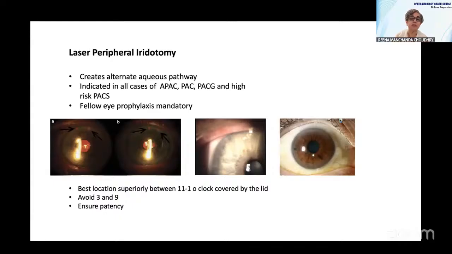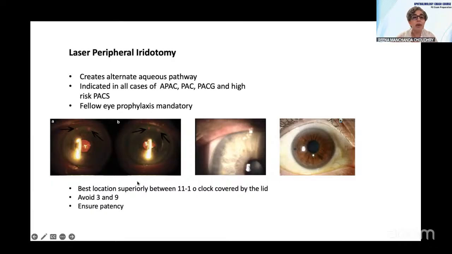Remember that laser peripheral iridotomy is only going to help you relieve the pupillary block, and it's indicated in all eyes of primary angle closure glaucoma, acute primary angle closure, but in PACS, the suspect eyes, not every eye needs PI. And we will just discuss one of the studies that has further reinforced this guideline. So we need to identify the high-risk angle closure suspects, which are basically eyes which either will be lost to follow-up or are eyes where the other eye had an angle closure disease, which is either glaucoma or PAC.